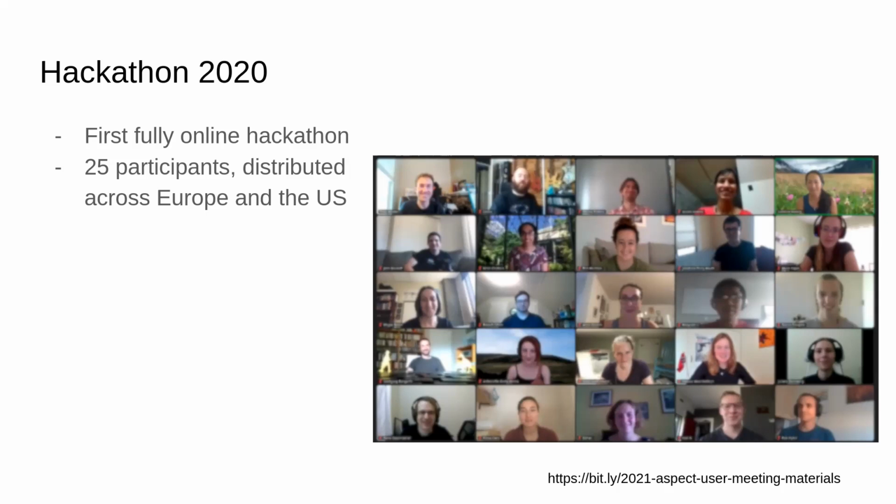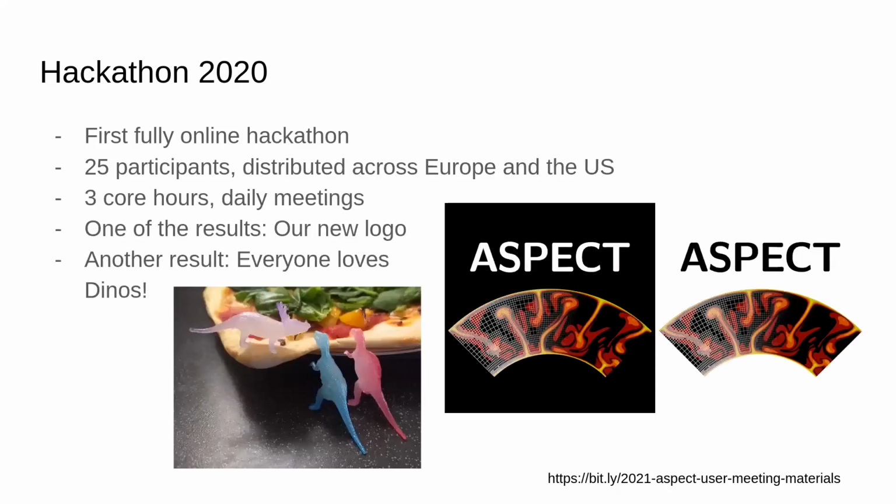It was mostly distributed between Europe and the US, and we had 3 core hours every day. We met daily, and outside of this time, everyone would work whenever it was useful or worked for them. One of the results of the hackathon is our new logo, which you may have seen already on the webpage, which replaced the older logo from the very beginning of Aspect, and is also now fully reproducible, so we can rerun this model and get this figure again.